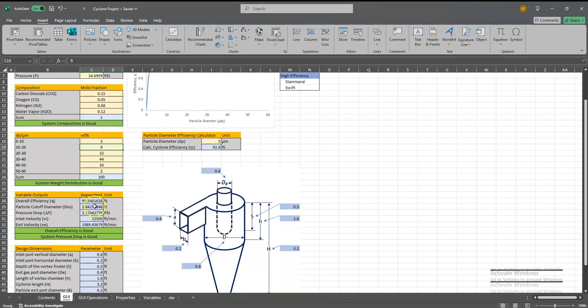The particle cutoff diameter is the diameter of particles that are at 50% efficiency for the machine. The pressure drop is the difference between the feed and the overflow pressures. It is important that this value is not too high, usually lower than around 5, or else some particles could be pulled into the overflow that should be going to the underflow, and this could dramatically reduce efficiency.